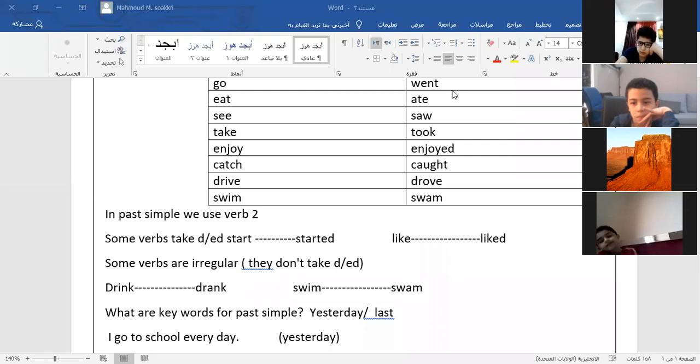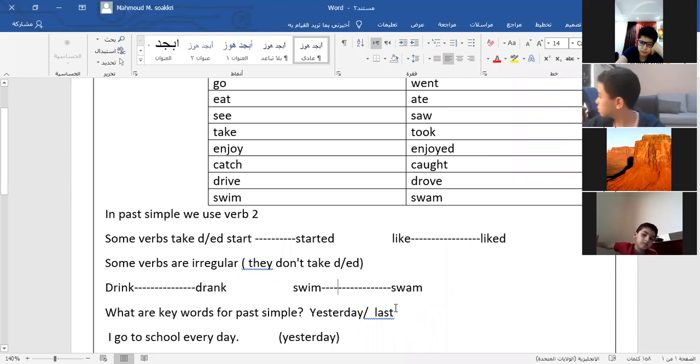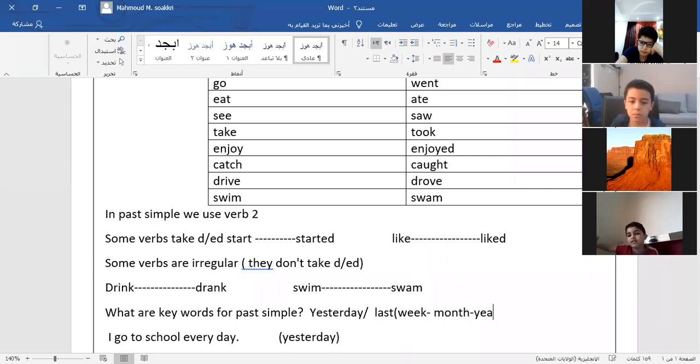Excellent. The word last. Like last week, Malik Asam. Can I say last week? Yes. Can I say last month? Yes. Can I say last year? Yes. Thank you, Malik Asam. Like Malik Asam said, students, last is used in past simple, like last week, last month, last year, last summer. All of these words are used in past simple. And also the word yesterday is used in past simple.